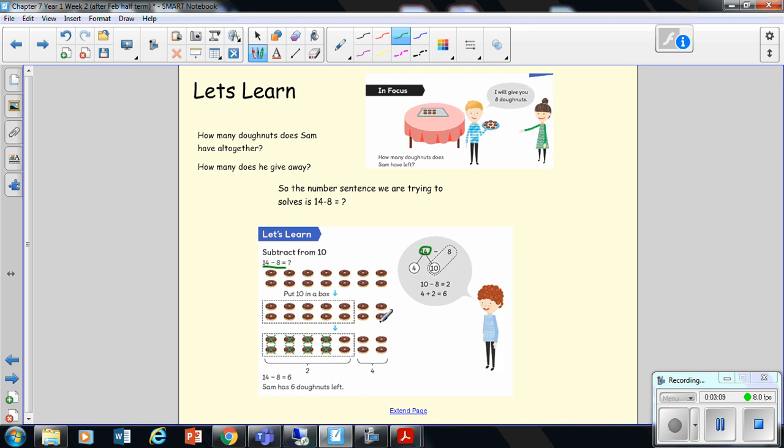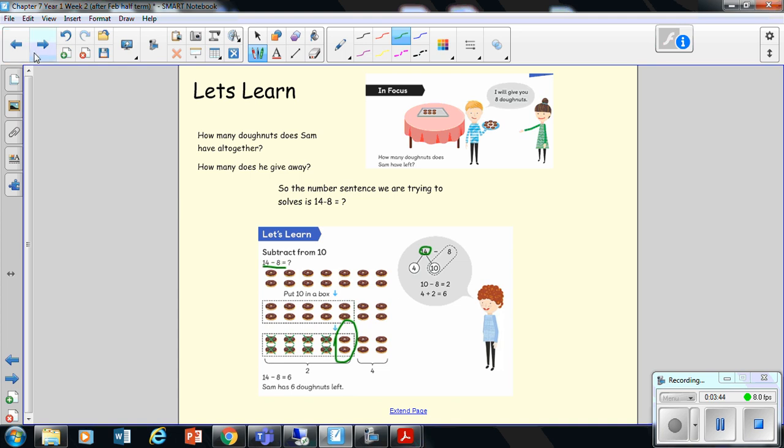All right, so what we're going to do is use our 10 to take away the 8 first. So all you're doing is crossing out 8 donuts from your tens frame, and then you're adding the 2 that are left over to the 4 ones that are outside. So all you've got is 4 add 2, which is here, and that is your answer. You've got 14 take away 8 equals 6, so there are 6 donuts left.